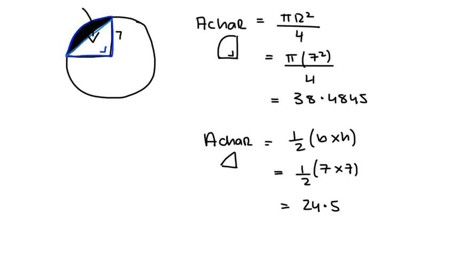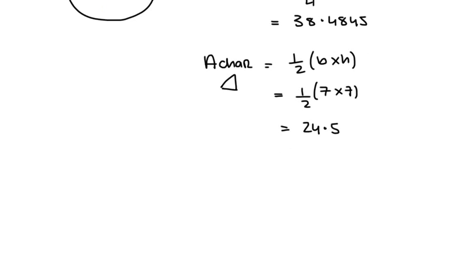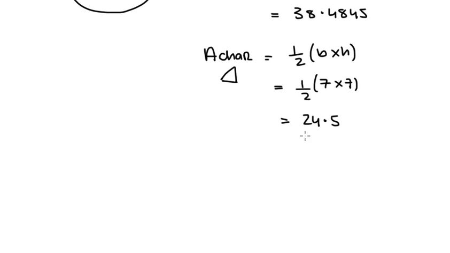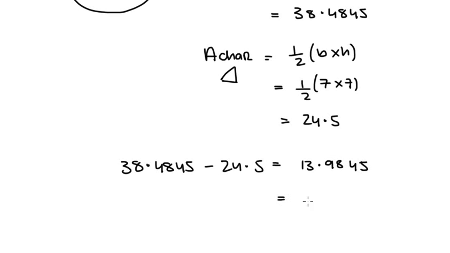So to find the area of the shaded part, it's the quarter of the circle minus the area of the triangle. So it'll be 38.4845 minus 24.5, which is going to give us 13.9845. Again, we're asked to give our answer to the nearest centimetre. So this is 14, and to include our units for area, it's going to be centimetres squared.